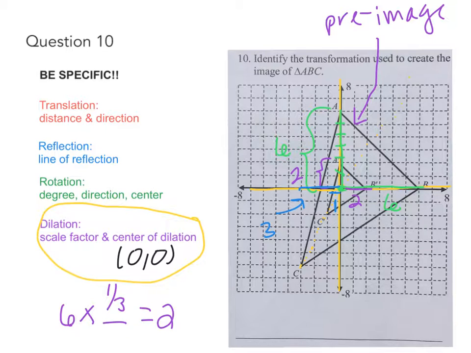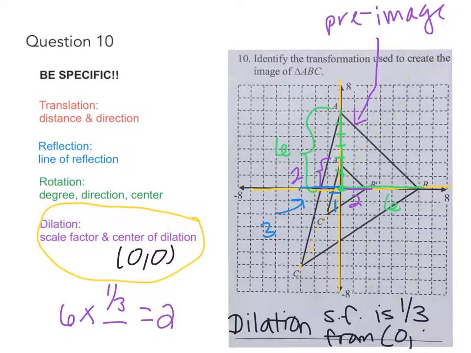All right, so our final answer, or what I'm looking for here, is the word dilation. I need you to tell me it's a dilation. You can tell me the scale factor. I'm okay if you abbreviate it SF. The scale factor is 1/3. And I also really want you to tell me that it's from the origin, or you can say 0, 0.